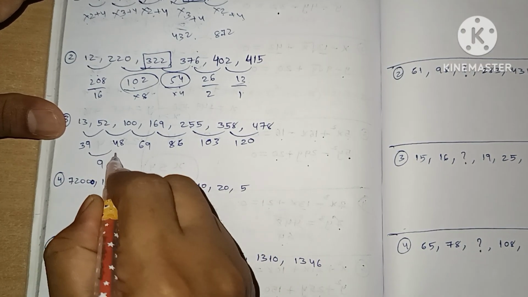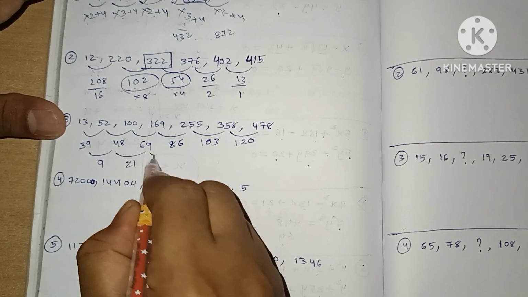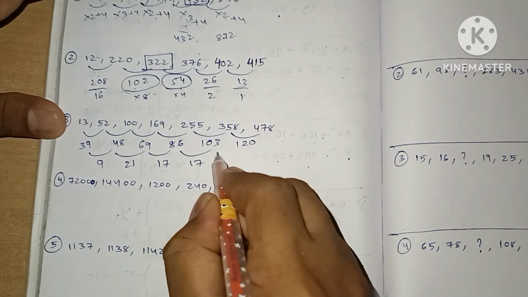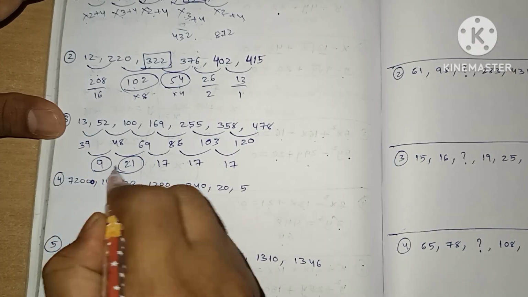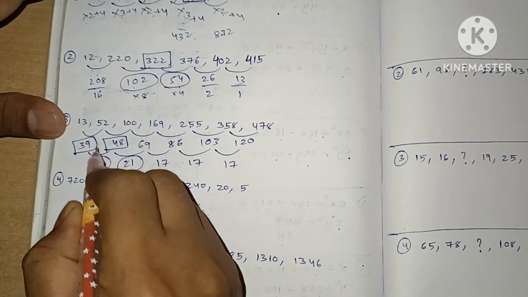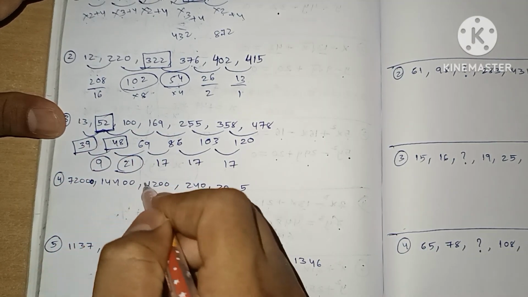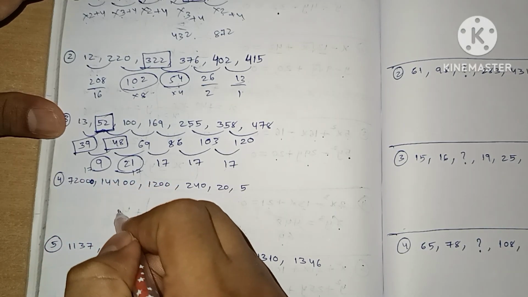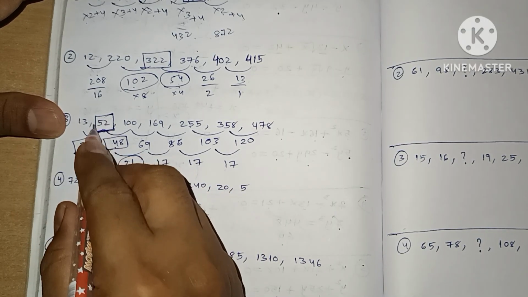Here the difference is 9. Here the difference is 121. Here the difference is 17. Here the difference is 17. Here the difference is 17. So these three are common. These two are wrong numbers. So in between these two, this is our wrong number. So 52 is our wrong number. Here we need to get 17 and here also we need to get 17. So 69 minus 17 and that minus 17, and this is our wrong number.